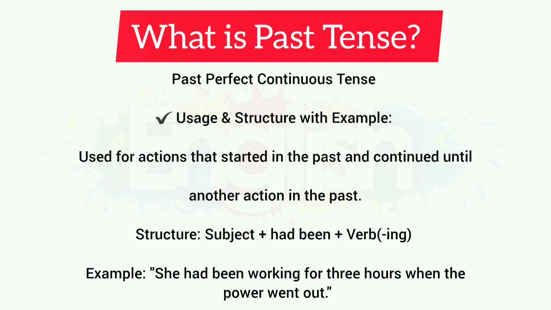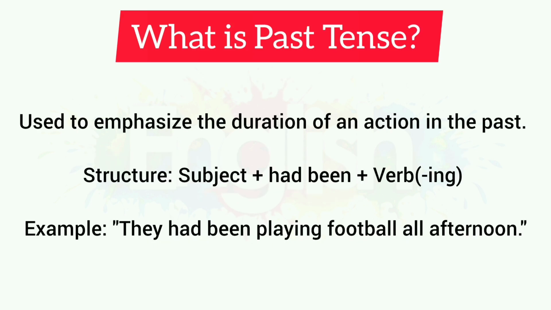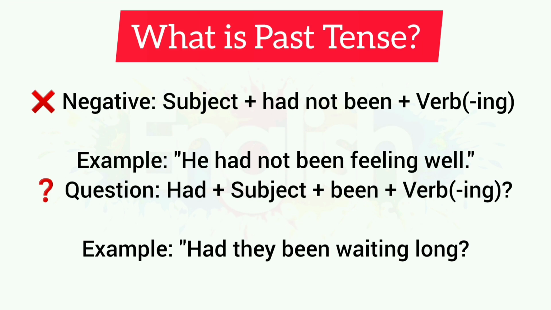Structure: subject plus had been plus verb-ing. Example: she had been working for 3 hours when the power went out. Used to emphasize the duration of an action in the past. Structure: subject plus had been plus verb-ing. Example: they had been playing football all afternoon. Negative: subject plus had not been plus verb-ing. Example: he had not been feeling well. Question: had plus subject plus been plus verb-ing. Example: had they been waiting long?